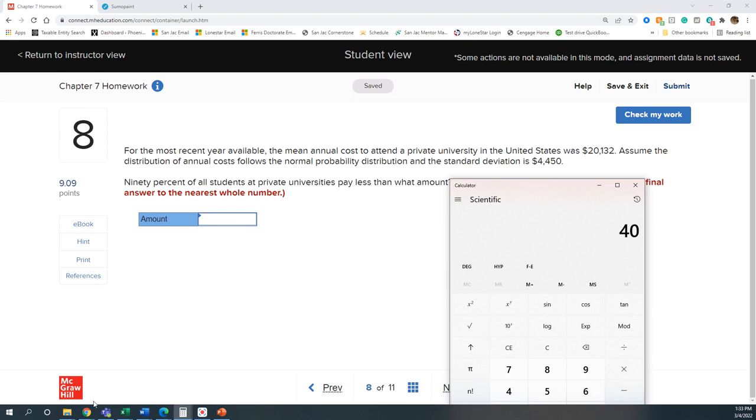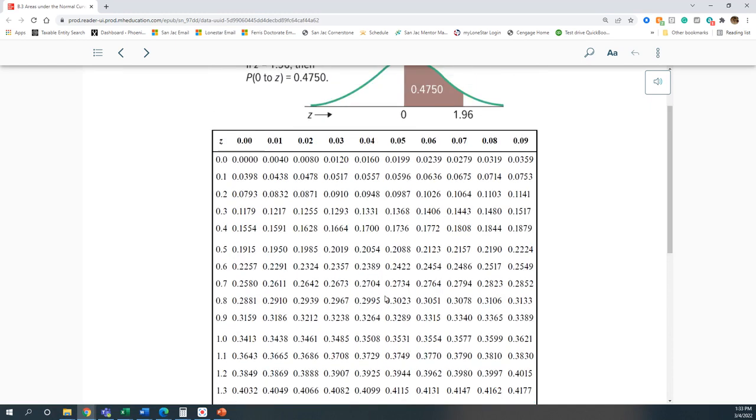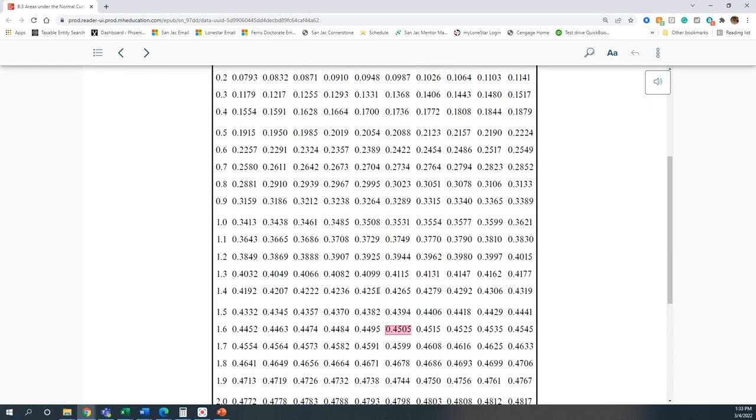So again, z, and we're looking for 0.4. Close. Almost there, right here. Here's 0.4. Now, because we're looking at a different aspect, we're not looking for the tail end. We're looking at the 90%. So we're looking at the rest. We're not going to go greater than 0.4. We're going to go below.